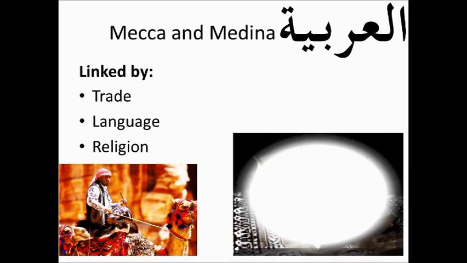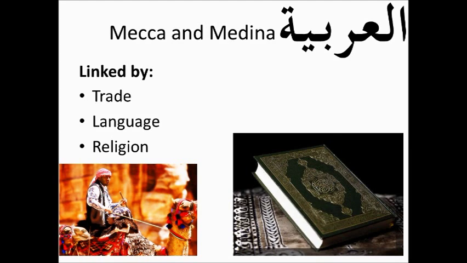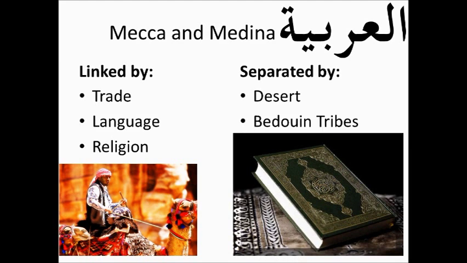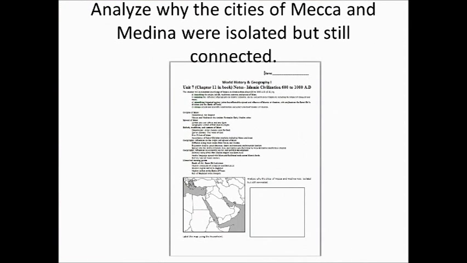But they are separated by a few things. What they're separated by are desert and the Bedouin tribes, who could often make it difficult for trade caravans and others between the two cities. Okay, so what I would like for you to do in your notes is analyze why the cities of Mecca and Medina were isolated but still connected. Do that right there.